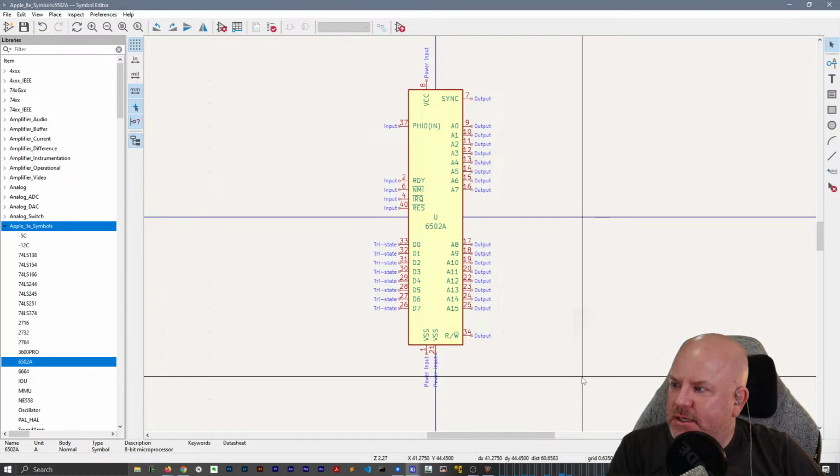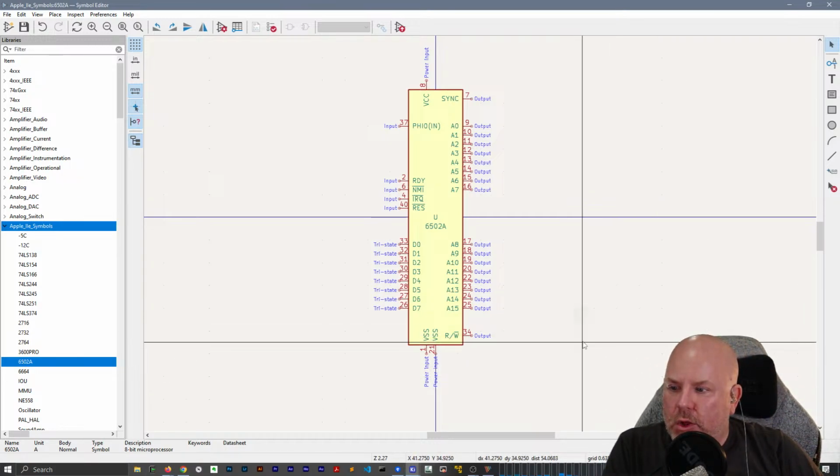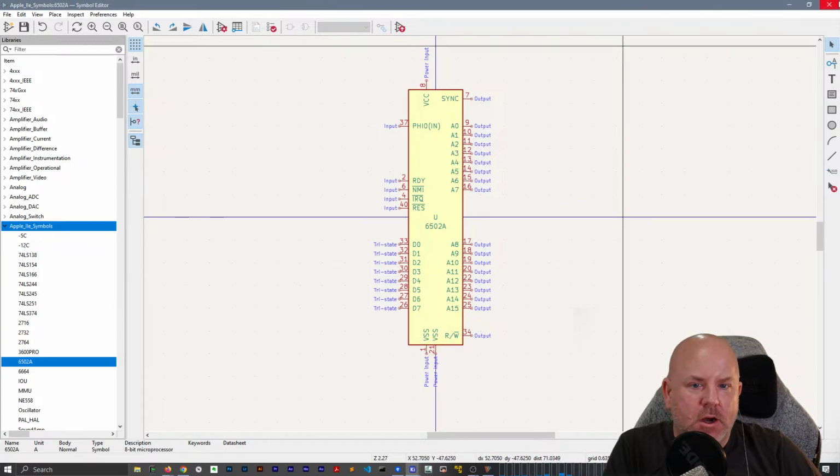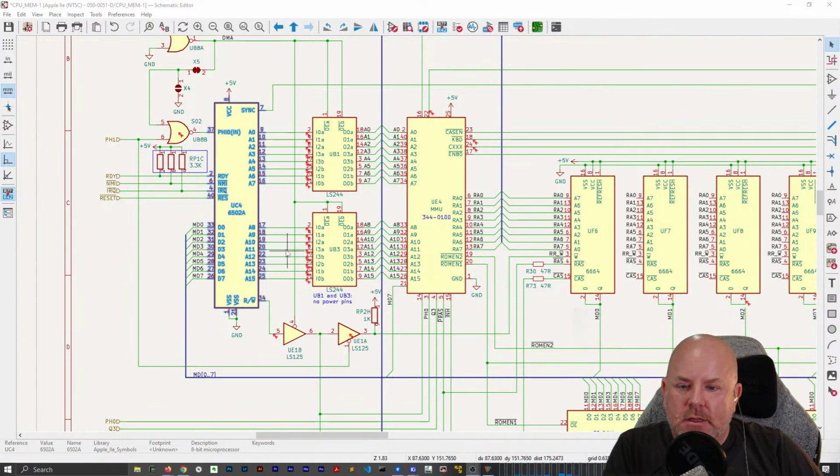Oh, you know what I should have done? Oh, well. I have the Apple IIe hardware reference downstairs. I should have brought that up here with me. Oh, well. I don't know what that noise was. Okay. Let's move on.